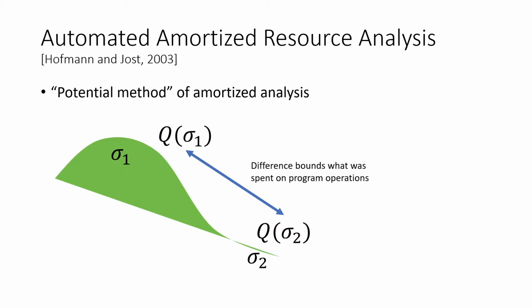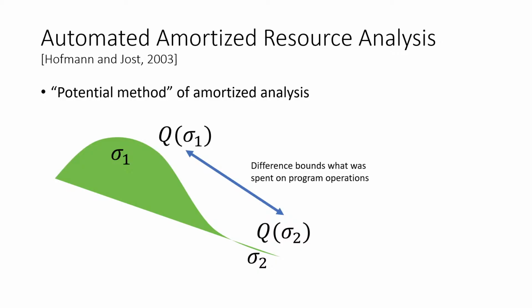And the way we use this, at least, you can think of it as a way of automating the potential or physicist method of amortized analysis, which I'm sure all or most of you have seen in at least an undergrad algorithms class. Just as a quick refresher, the technique is to assign a potential Q, which you can think of as a potential energy in this analogy, to every state of the program.